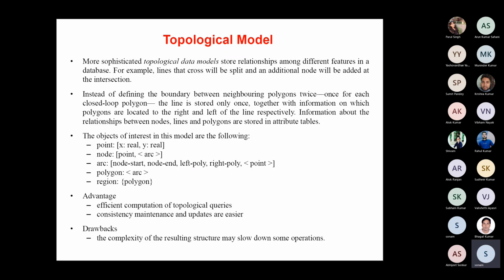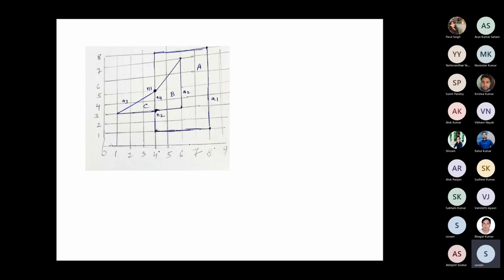First of all, I will explain the whole thing with the help of an example. So before going into the detail, you first need to draw this diagram. I have drawn a feature over here. There are two nodes, N1 and N2. There are 4 arcs, A1, A2, A3, A4. There are 3 polygons, A, B, and C.